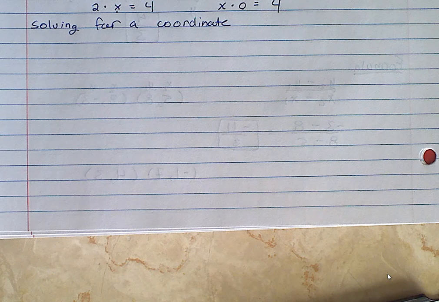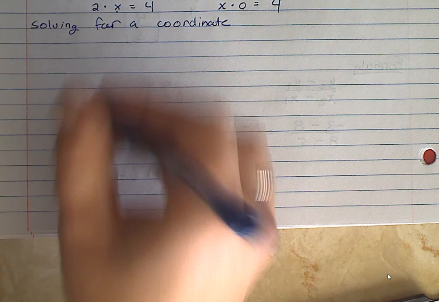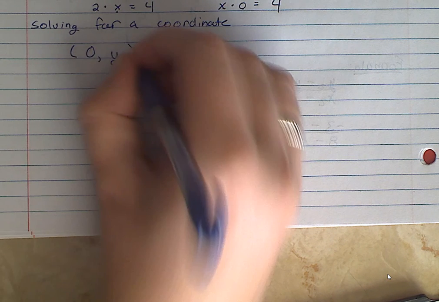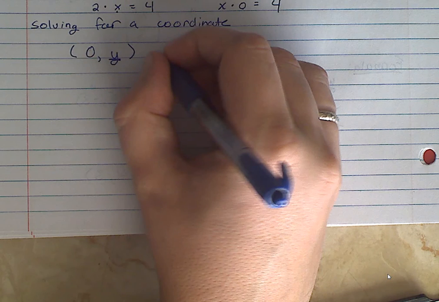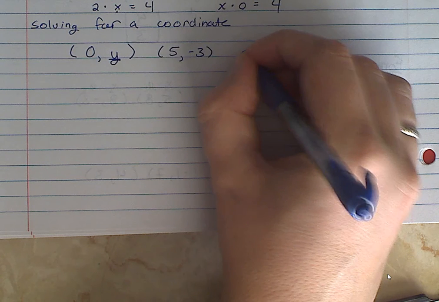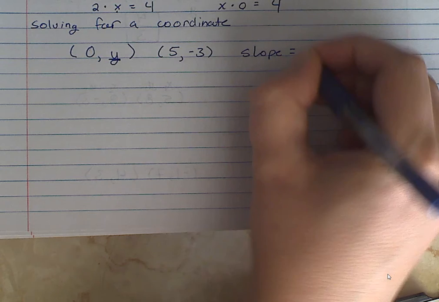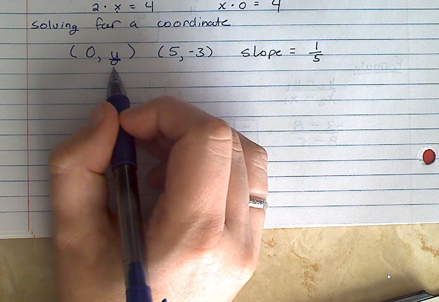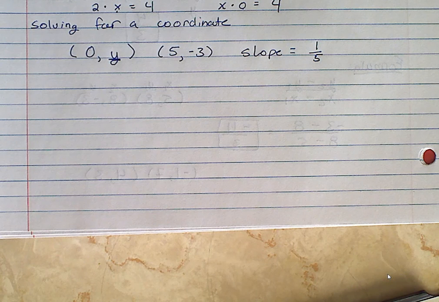All right. So let's say that you have a slope and you have most of the 2 points, but you're missing part of the 2 points. So let's say that we have 2 points here, and they're going to be (0, y), and we don't know what this y number is. And then the other point is (5, -3), and we know that the slope between these 2 points is equal to 1/5, 1 over 5. And we want to be able to find out what that y number has to be in order to make this be true. All right? So we're going to figure out what this y has to be. Y'all with me? Cool. Here's how we do it.